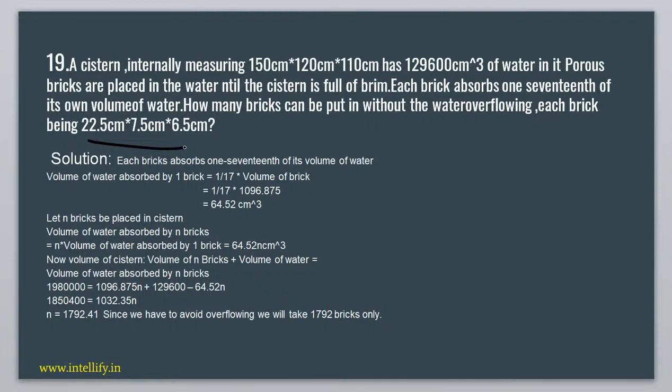Firstly, we'll try to find the water each brick absorbs, 1/17th of its own volume. So the volume of water absorbed by one brick will be 1/17 into the volume of brick. The volume of brick is 1096.875, which we have calculated using the dimensions given here. Let us consider that n bricks are placed inside the cistern. The volume of water absorbed by n bricks will be n into the volume of water absorbed by one brick, which is 64.52 into n.